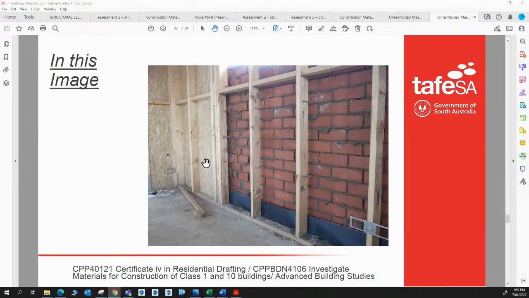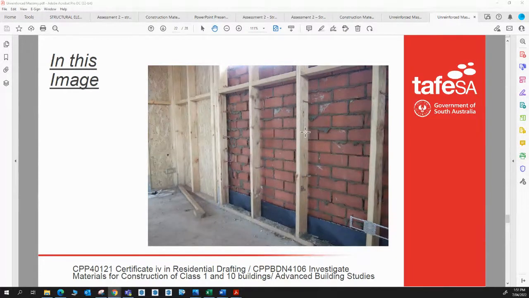So in this image, we can see this is the back end of a brick veneer wall. So this is before it gets the insulation and the plasterboard lining. So we can see brick ties. Those brick ties are embedded into the brickwork and nailed off to the studs. Now, the vast majority of brick ties these days are actually called face fixing ties. These ones are called pigtails, and these are attaching to the sides of the studs.